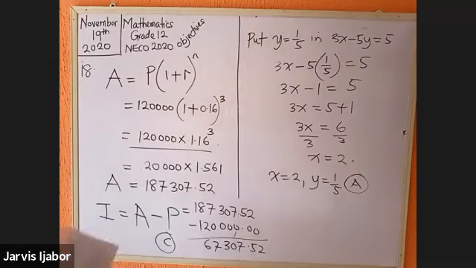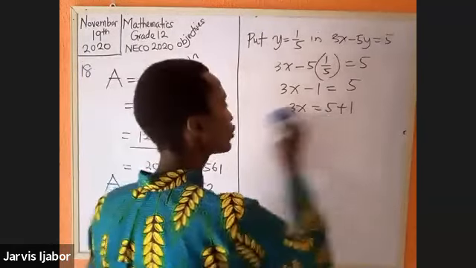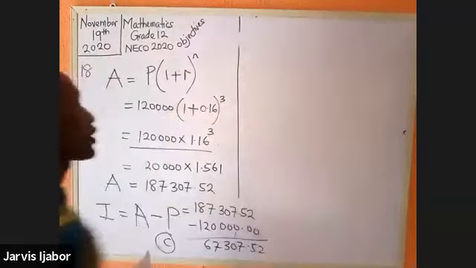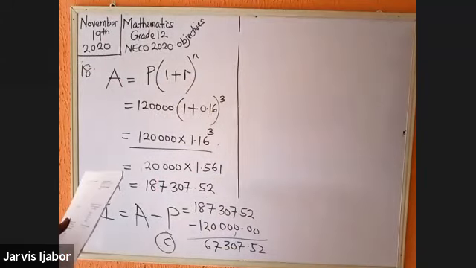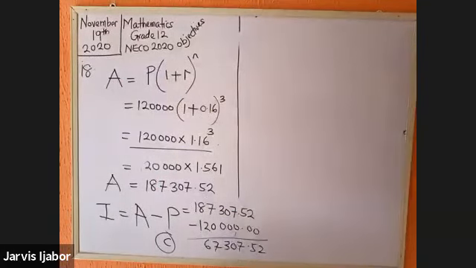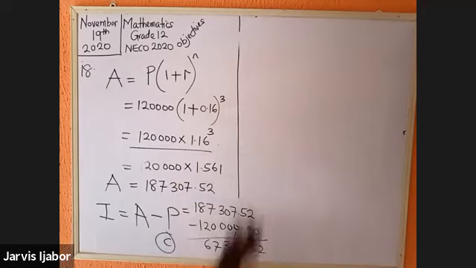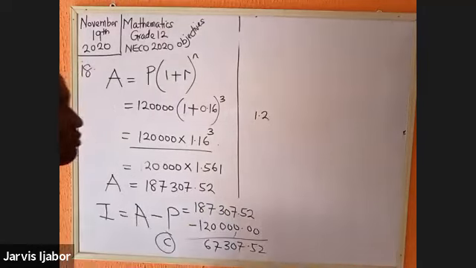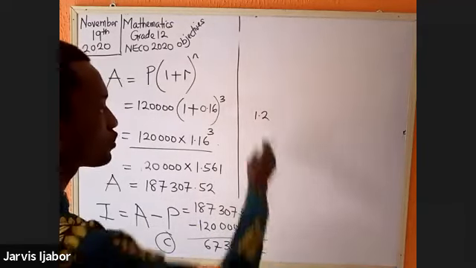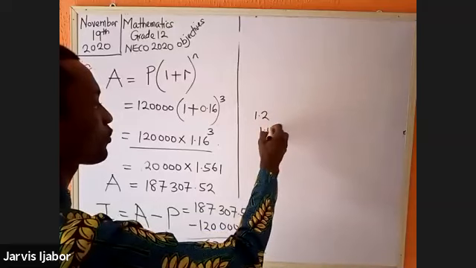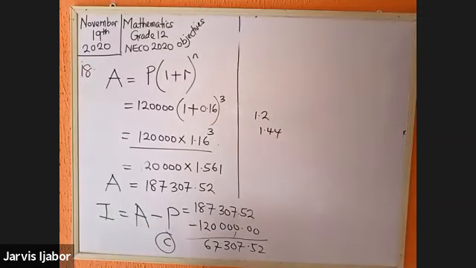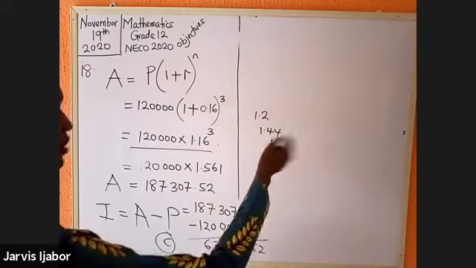The answer we have will be C. Now, I said I was going to show you how you can manipulate this, if it is an exam setting, how I can check to know what my answer will be. See what I'm going to do. I'm going to take this to be 1.2. I'll take this to be a value that is close to 1.2. Now, if I multiply 1.2 times 1.2, that's 1.44.